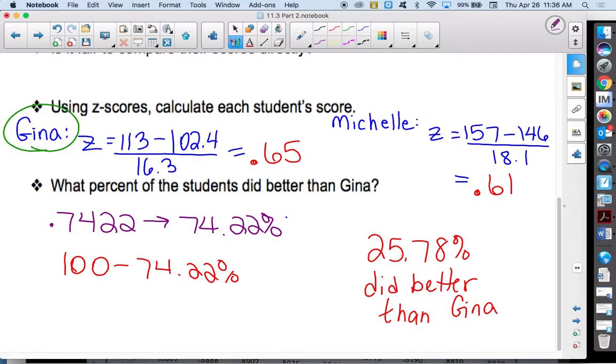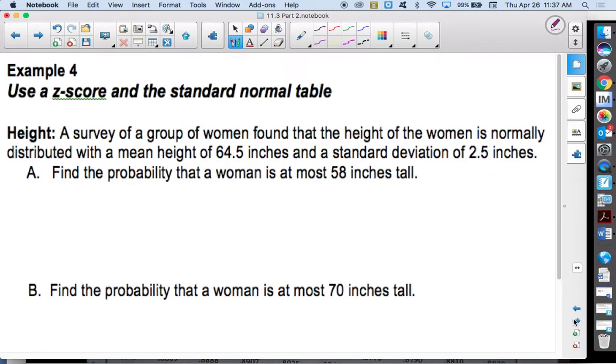So a z-score gives us a more precise value than just saying 68%. Now we can say 74.22% would be the value that she did better than her peers. So there's a second question underneath that where we're still going to use z-scores, looking things up in the chart. This deals with a group of women and their heights. It does say women, not girls, so I would assume 18-year-olds and above. Normally distributed with a mean height of 64.5 inches, or 5'4.5". Standard deviation of 2.5.